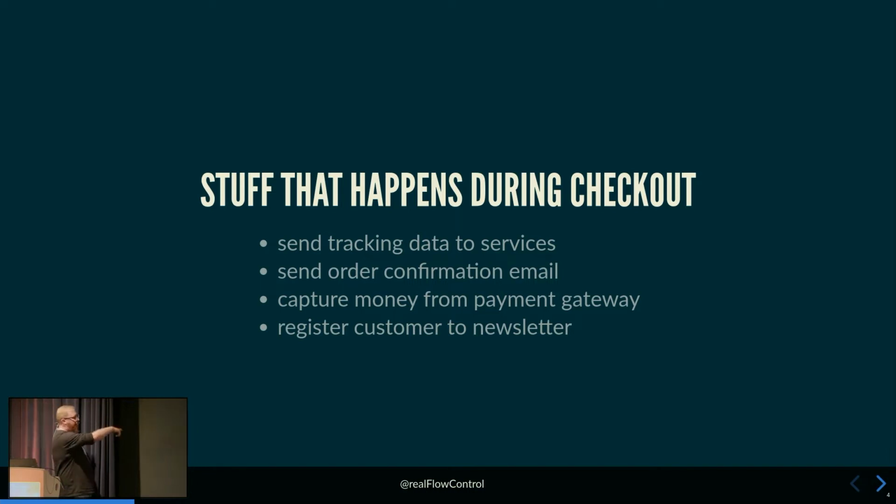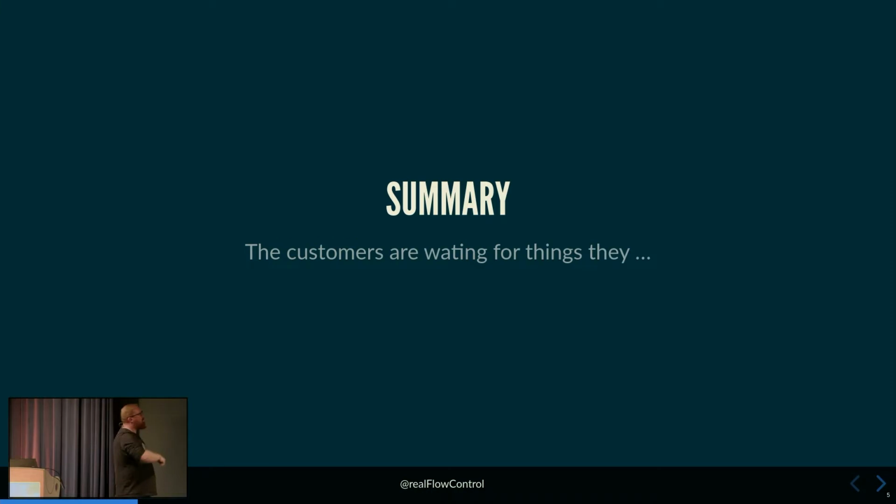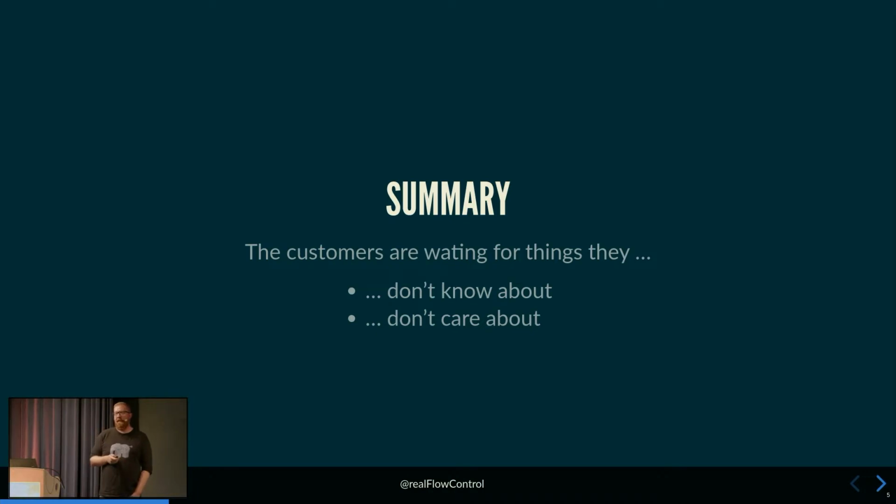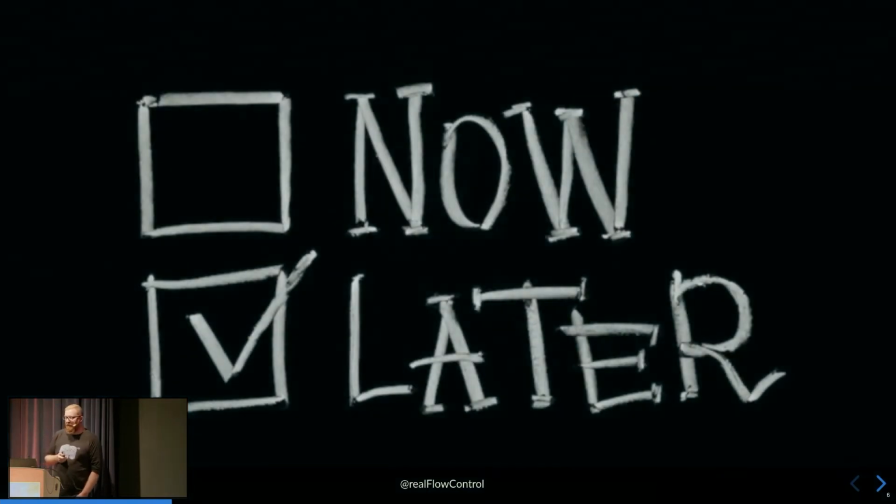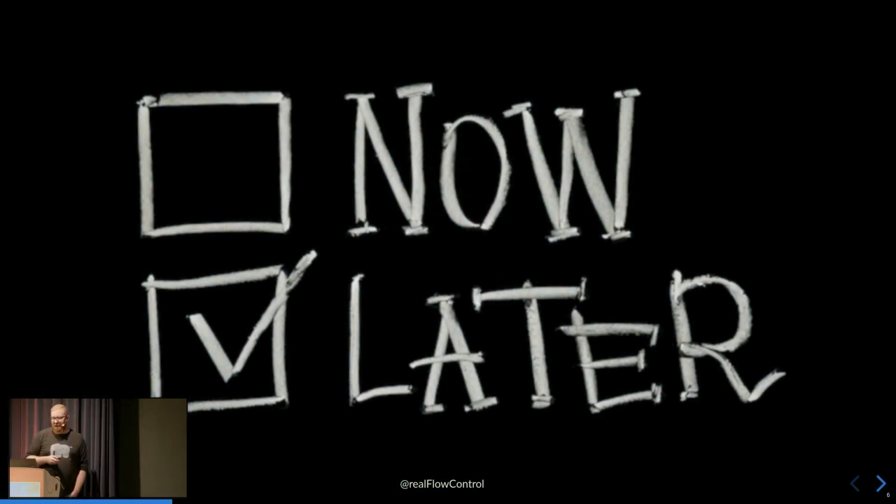All these things that we have here, besides the obvious, have something in common. What they have in common is that the customers in the checkout process are waiting for stuff that they don't know about, like all the tracking data. Probably it's good that they don't know about, and they don't care about. The thing is, if they don't know about these things, and if they don't care about these things, then I would say it's best that they shouldn't wait. So what we can do is, we can just postpone stuff to later and not do it now.